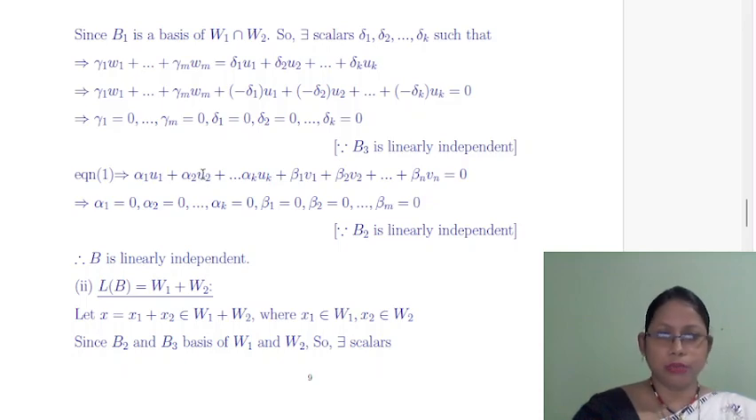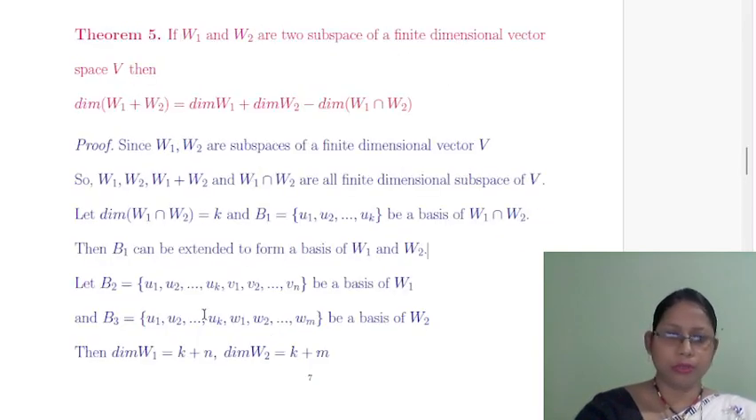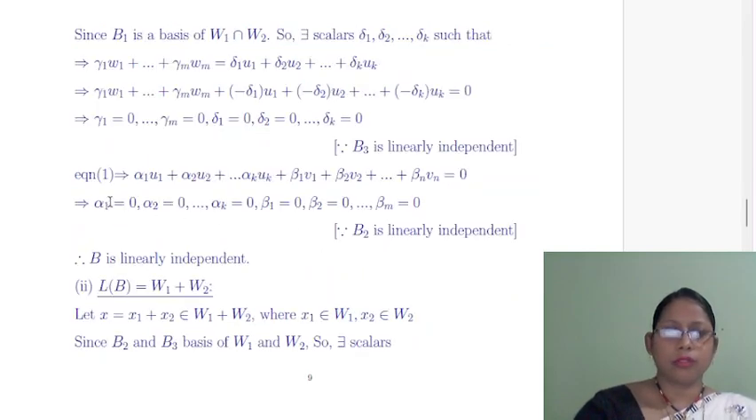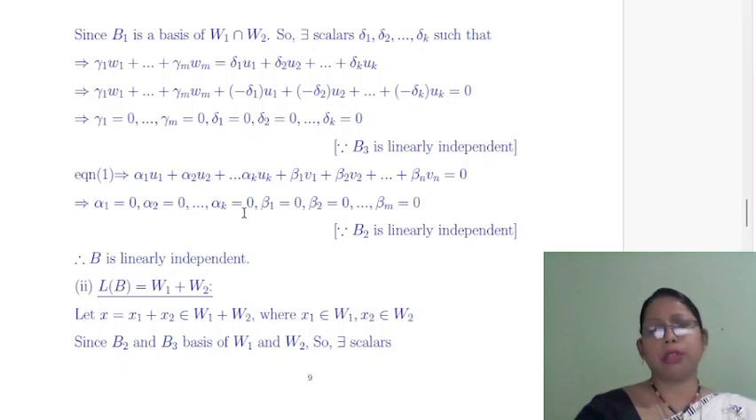And here u1, u2, dot dot dot uk, p1, p2, up to pn are the vectors of B2, and B2 is a basis of W1. That means B2 is linearly independent and the linear span of B2 is W1. So since u1, u2 up to uk, p1, p2 up to pn is linearly independent, alpha 1 is 0, alpha 2 is 0, up to alpha k is 0, beta 1 is 0, beta 2 is 0, up to beta n is 0. Therefore, B is linearly independent.